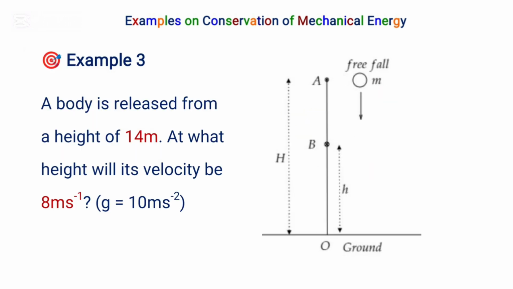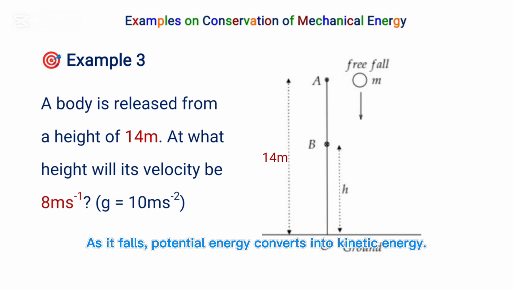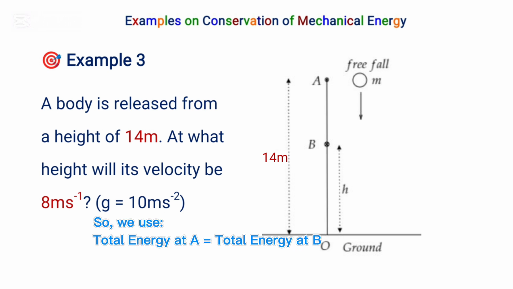Example 3. A body is released from a height of 14 meters. At what height will the velocity be 8 meters per second? Take g as 10 meters per second square. When a body falls freely under gravity, as it falls, potential energy converts into kinetic energy. Total mechanical energy remains constant. So we use total energy at A is equal to total energy at B.